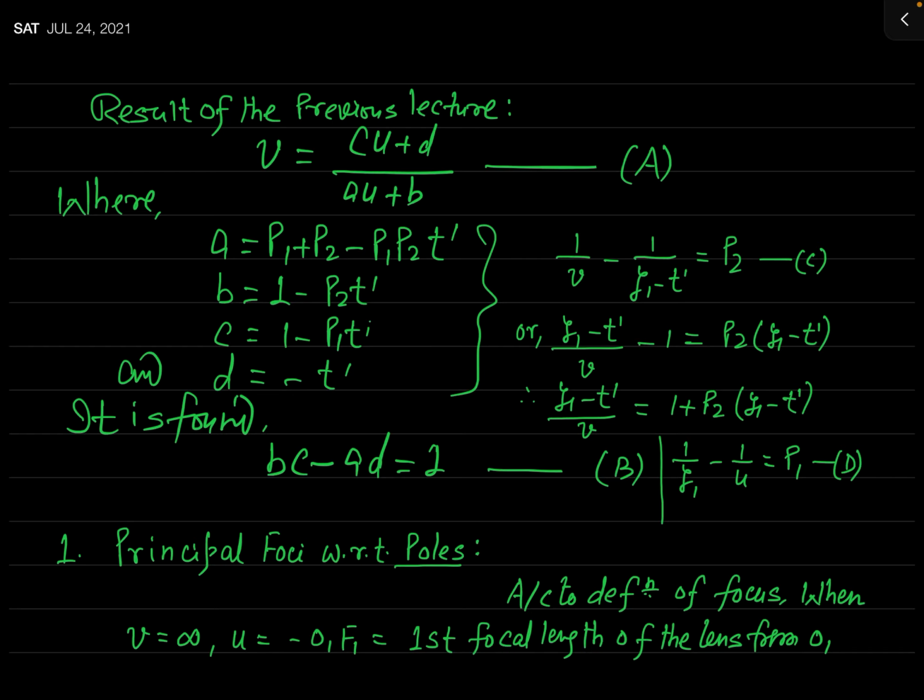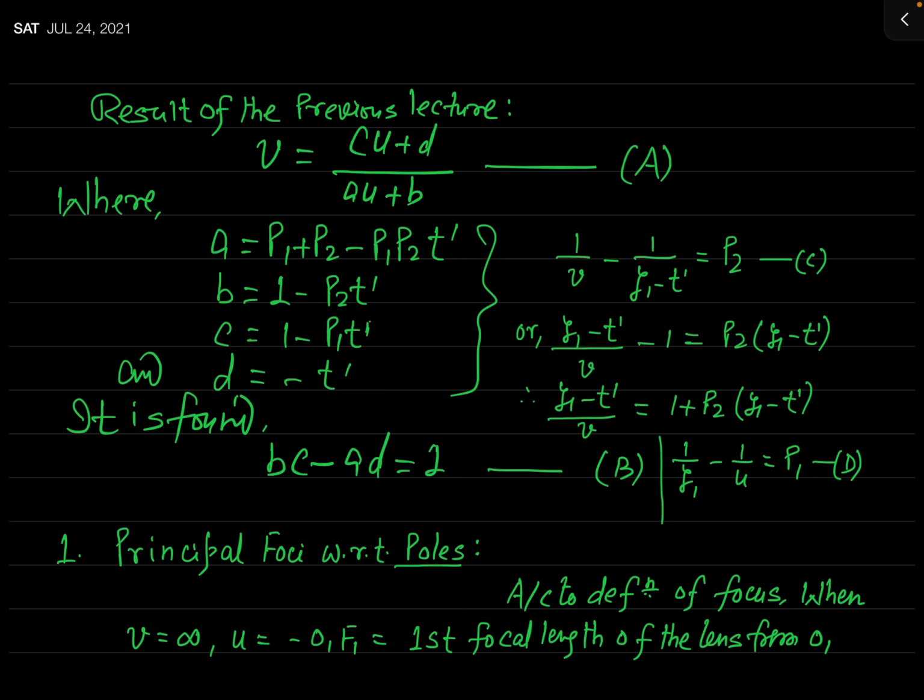In fact, the result is v equal to (Cu plus D) over (Au plus B), where A is equal to P1 plus P2 minus P1 P2 T prime, and B is equal to 1 minus P2 T prime, C equal to 1 minus P1 T prime, and D is equal to minus T prime. According to these values of A, B, C, D, you can check that BC minus AD will be equal to 1.